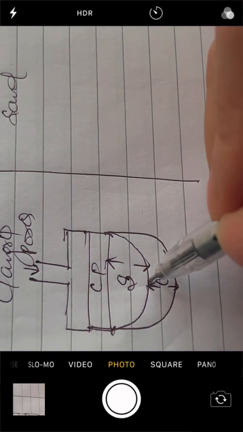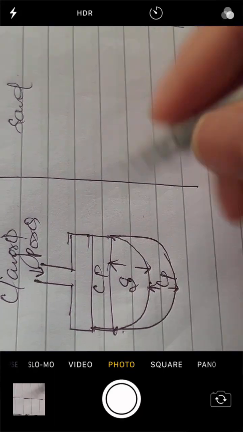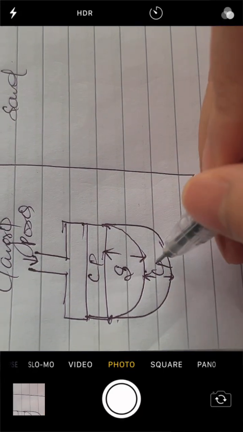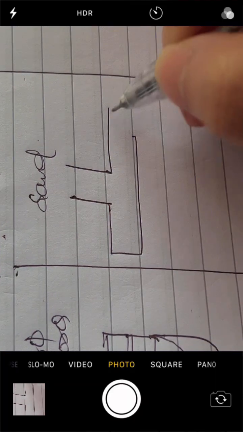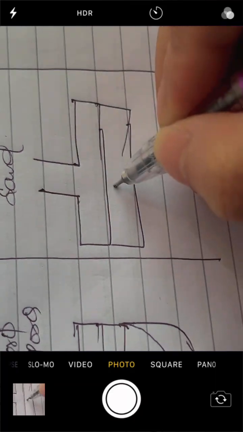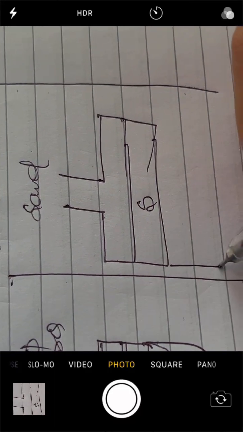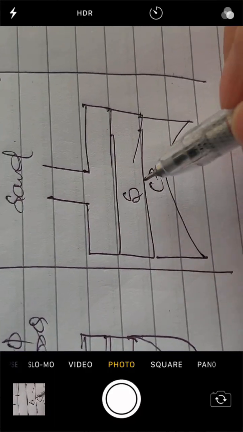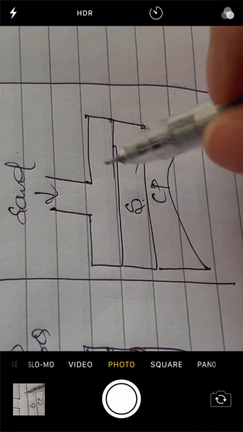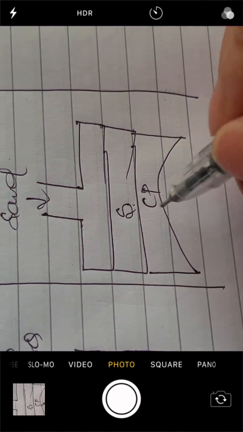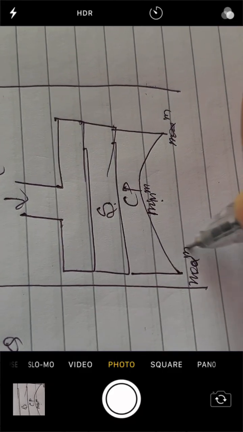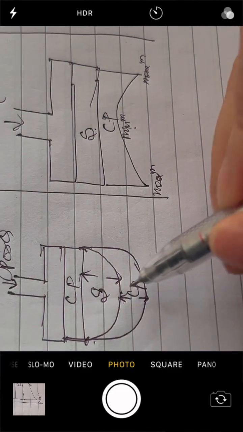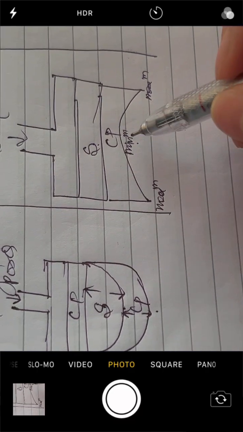In the case of clay soil, the settlement is maximum at the center and minimum at the corner or edge, and the contact pressure is uniform throughout. And for sandy soil, or coarse soil, this is my settlement, and this would be my contact pressure, CP. Here you can observe that the settlement is uniform in the case of coarse soil, but contact pressure is minimum at the center and maximum at the edge.